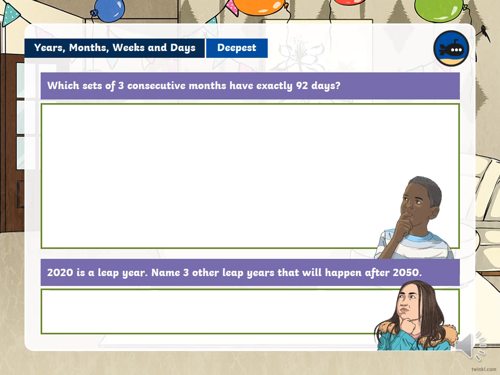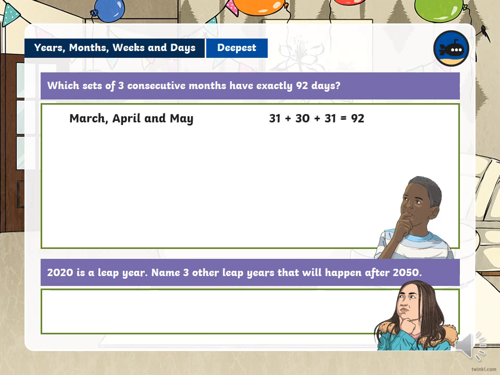2020 is a leap year. Name 3 other leap years that will happen after 2050. So this is a tricky question. You might not know the answer, but that's okay. You can skip it, or you can just wait to see the answers.